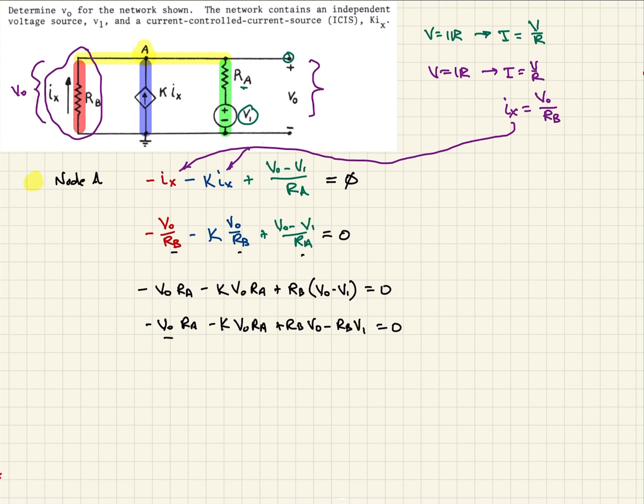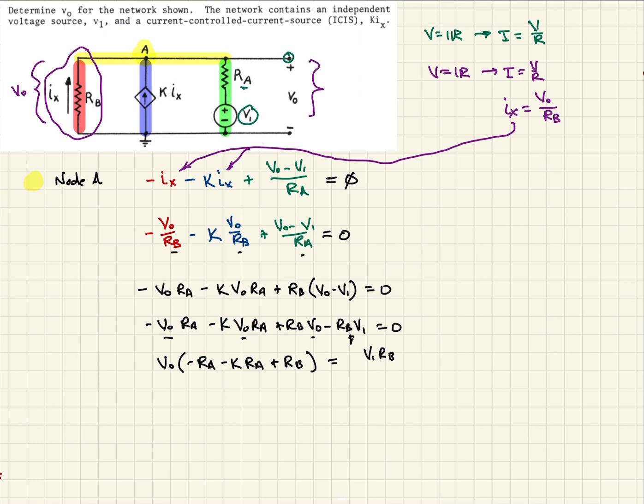These terms have a V0 in them. This one does not, so we'll just add that to both sides. Then we will factor out the V0 from these. So this will be V0 times minus RA minus K RA plus RB, and that's going to be equal to V1 RB.